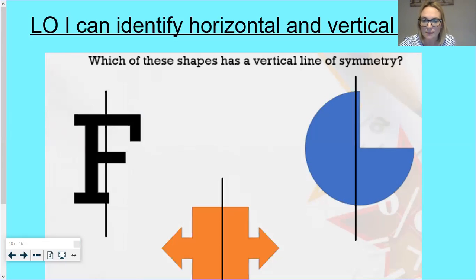Now, the orange shape at the bottom, is that exactly the same on both sides of the vertical line? Okay, yes, it is. So therefore, that is the shape which has got a vertical line of symmetry. Does it also have a horizontal line of symmetry? If we were to draw a horizontal line across the middle through those two arrows, would that be symmetrical as well? Yes, it would. So it's got a horizontal and a vertical line of symmetry.